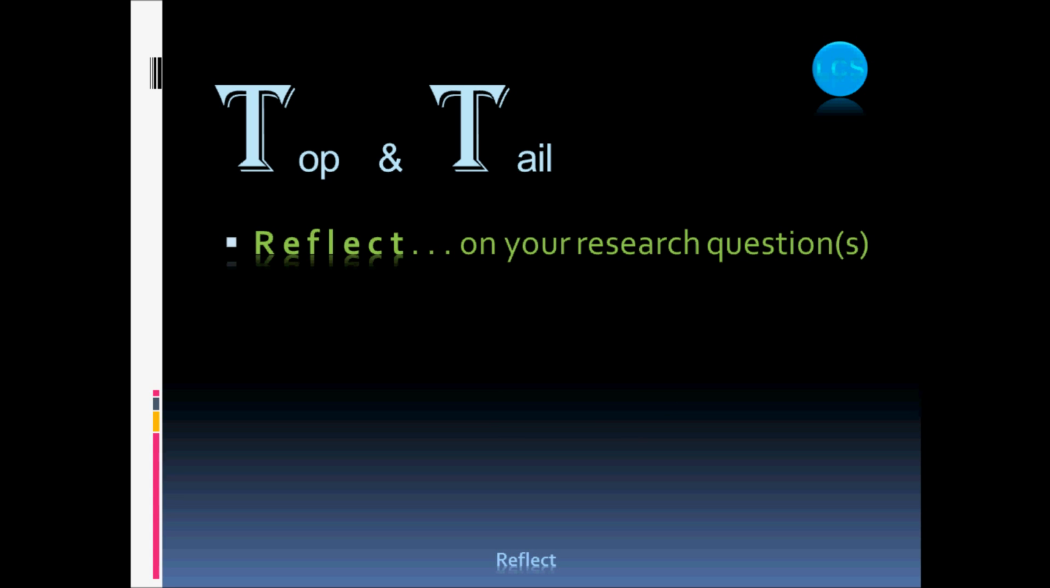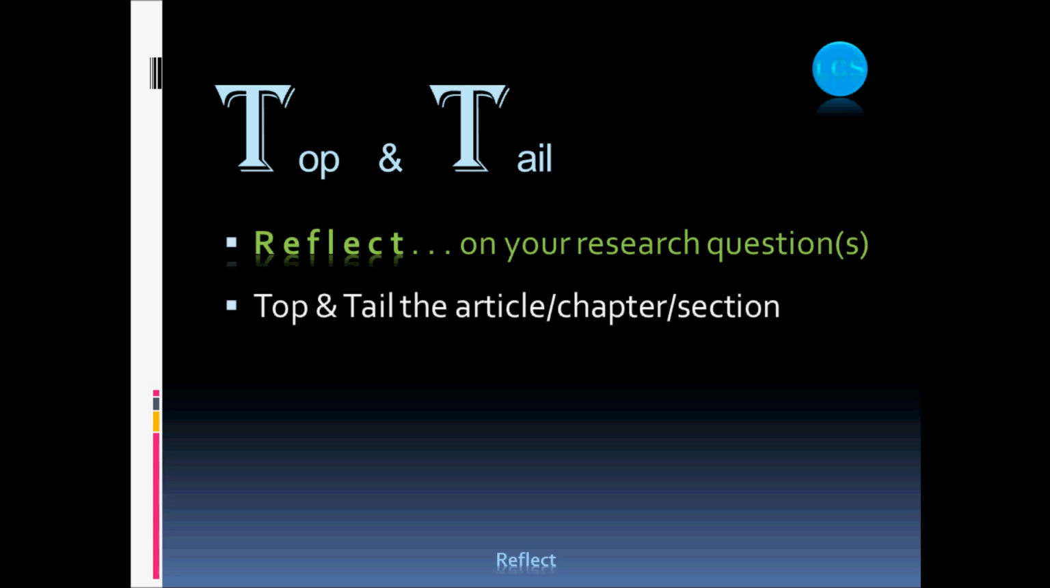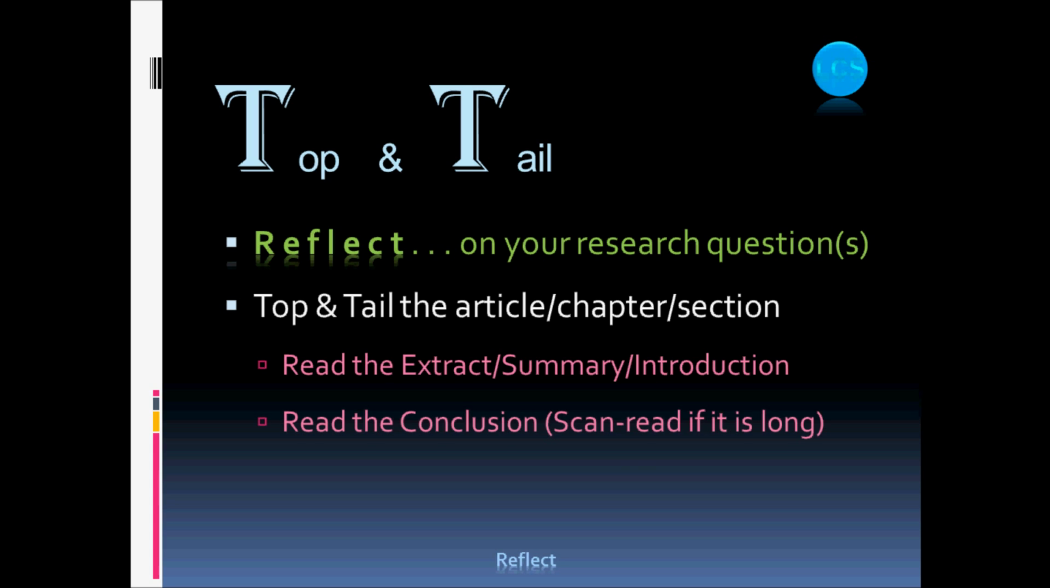You always start by reflecting on the research question or questions you are trying to answer. Then, you top and tail the article, chapter or section that is relevant. What that means is that you read the extract, the summary, and/or the introduction to the article. And then you skip everything and read the conclusion. And if the conclusion is a long conclusion, you scan read it.